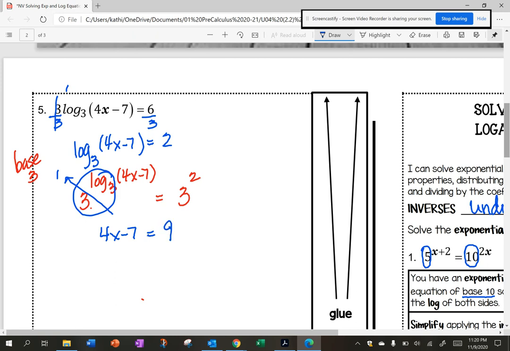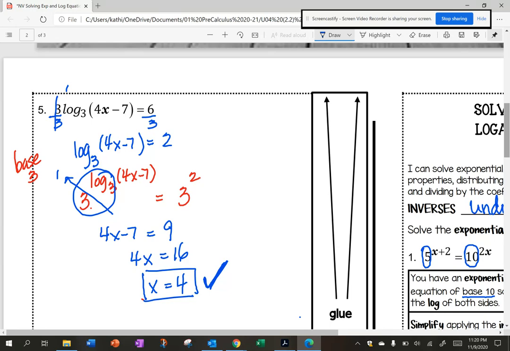So I'm going to add 7 to both sides. I get 4x equals 16. So x equals 4. I'm going to go verify in the original equation. So 4 times 4 is 16. Minus 7 is a positive number. So I have verified x equals 4 works.